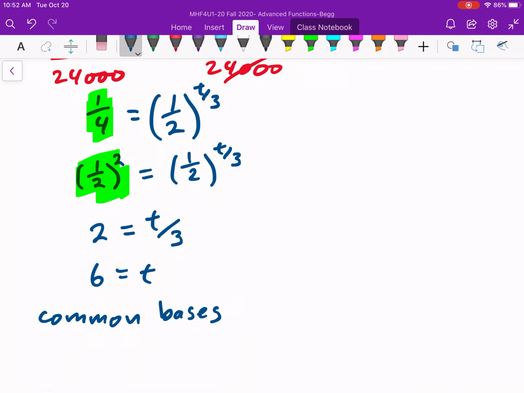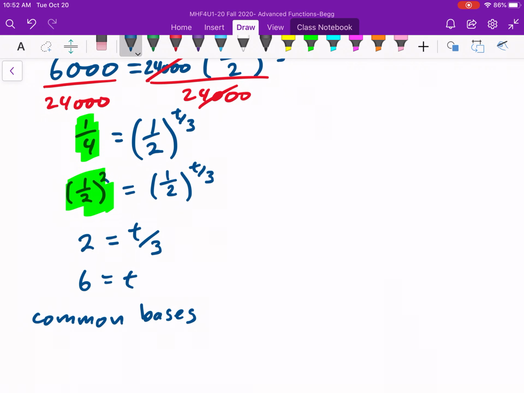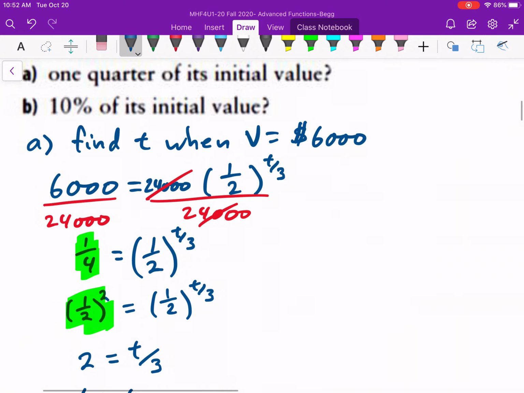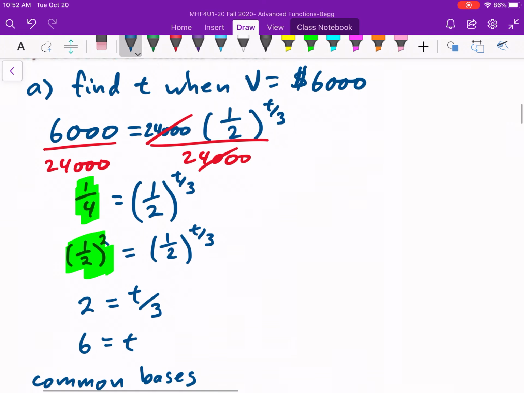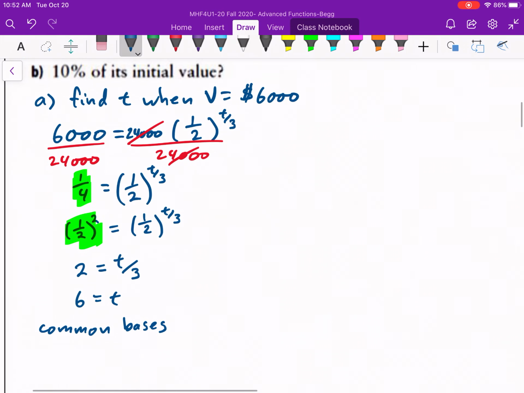That works when it's possible, and it is possible, of course, to rewrite a quarter as a half. But, for example, if I look ahead to part B, where I'm supposed to find 10% of its initial value, that one would not work so well, because 10% isn't a nice multiple of a half in any way. But that was one option in this case. So let's call that option 1.